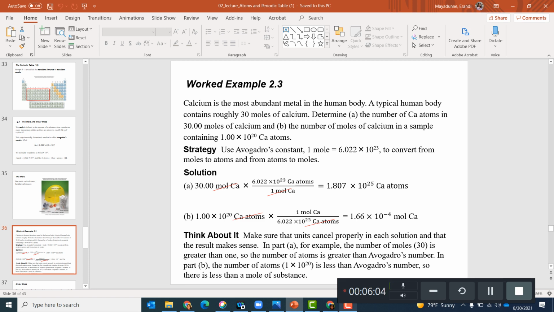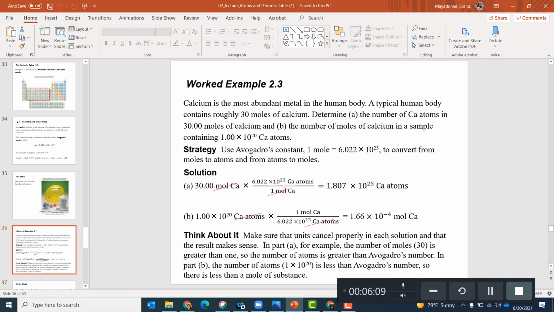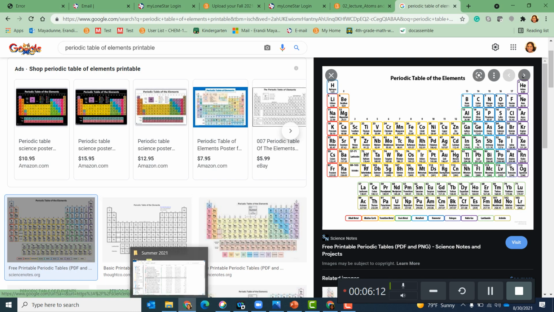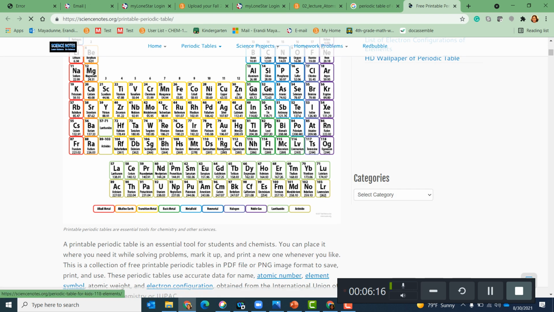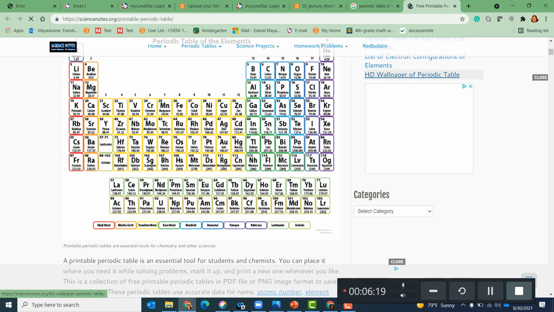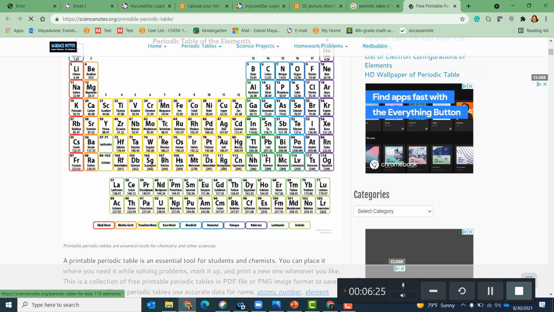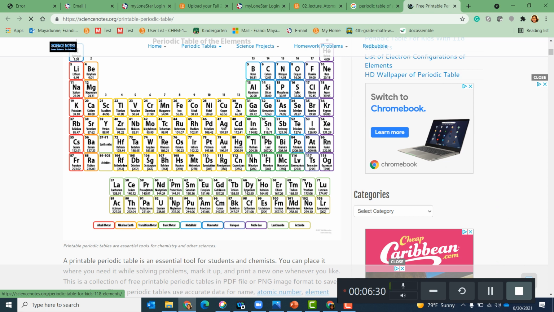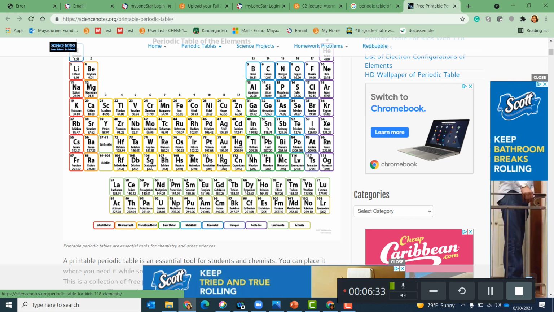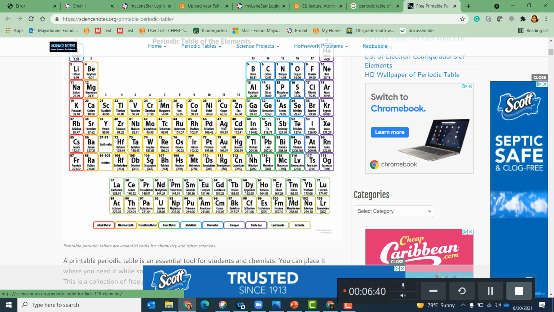Let me get the periodic table back again. Okay, here's my periodic table. Here I can see 12 grams is 1 mole. If you have nitrogen, 14.01 grams is 1 mole of nitrogen. If you have 16 grams of oxygen, that is 1 mole of oxygen. So what if I have 32 grams of oxygen? How many moles? 2 moles.